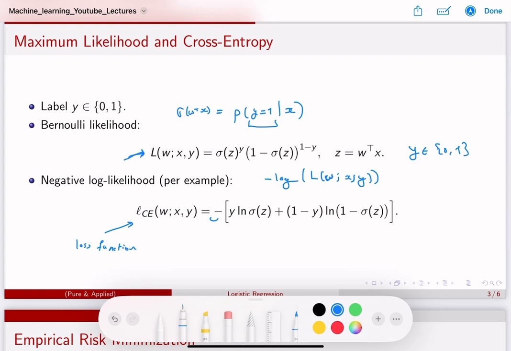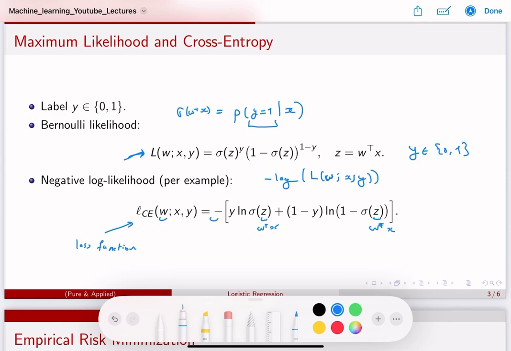And remember here, the right hand side depends on omega because every z is omega transpose x. Okay. So when we say we want to minimize this function, what do we mean exactly? Well, we mean we want to choose the optimal omega that makes this the smallest, right? So this is our goal.